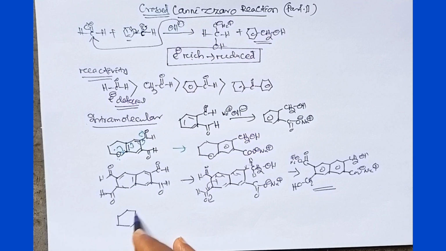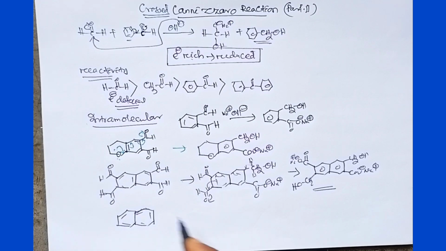This is naphthalene. Here I am putting two aldehyde groups. So now what will happen? We know the alpha position is more electron enriched. So obviously it will be reduced and the other will be oxidized.